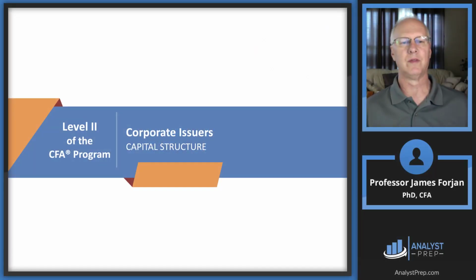This is level 2 of the CFA program, the topic on corporate issuers and the reading on capital structure. Capital structure, of course, is the right-hand side of the balance sheet. A previous reading, capital budgeting, was the left-hand side of the balance sheet. Let me go ahead and begin by linking those two topics.